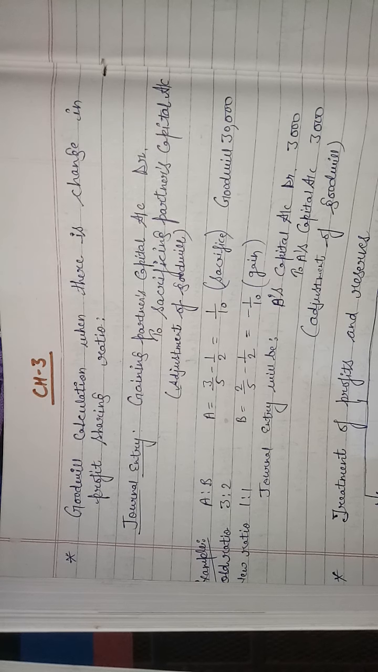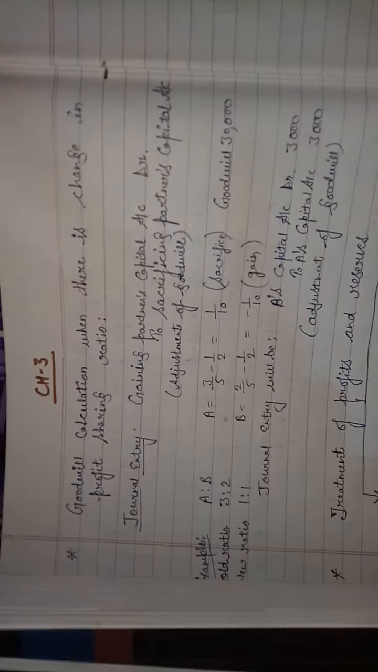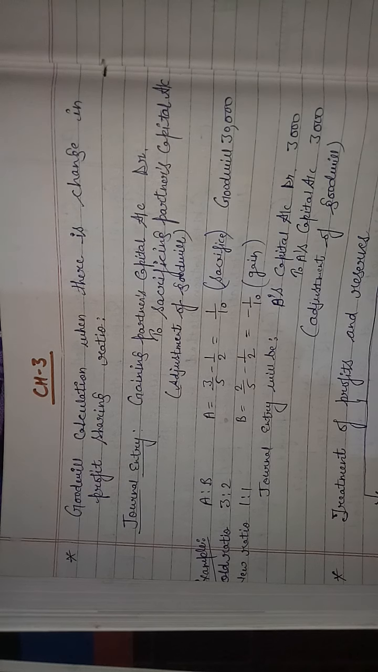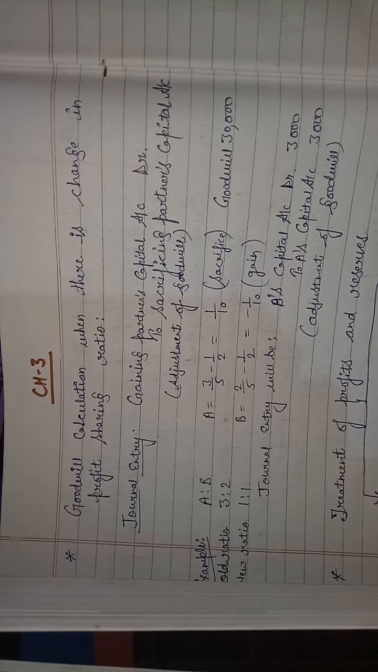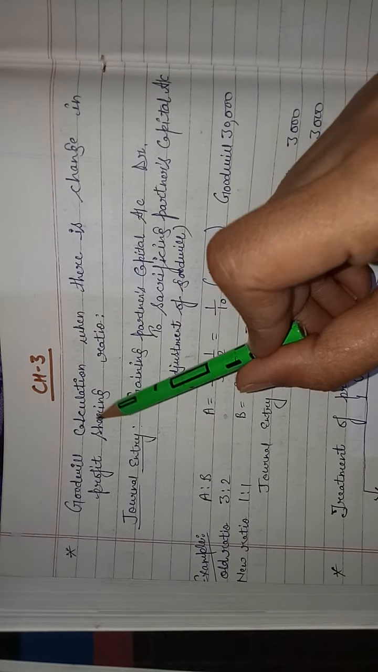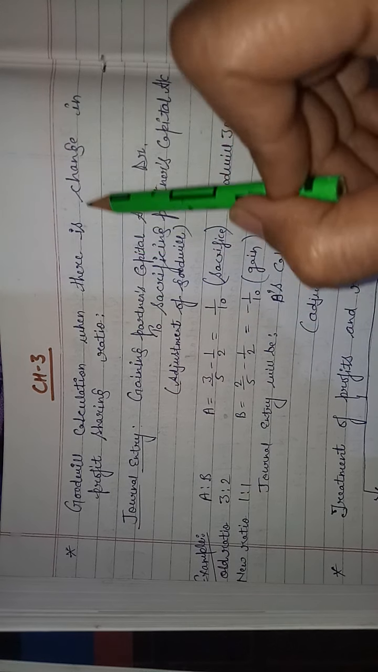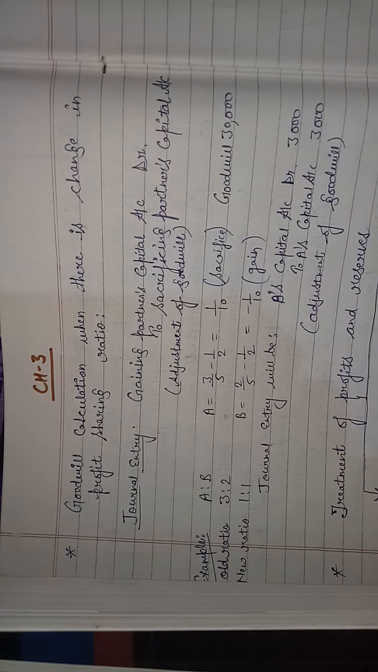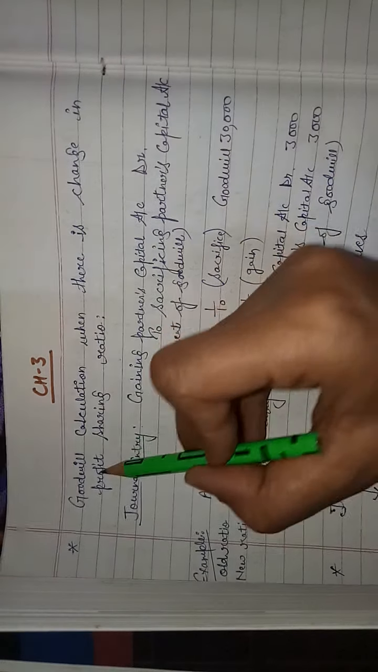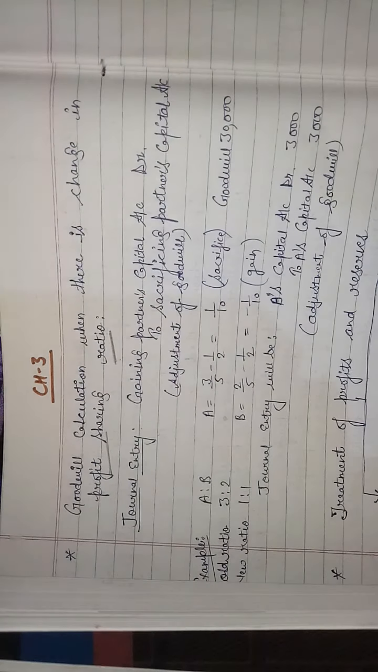Hello class 12th. After learning various methods of calculating goodwill like average profit method, super profit method and capitalization method, our next topic is goodwill treatment when there is change in profit sharing ratio. What is the treatment of goodwill when there is change in profit sharing ratio?